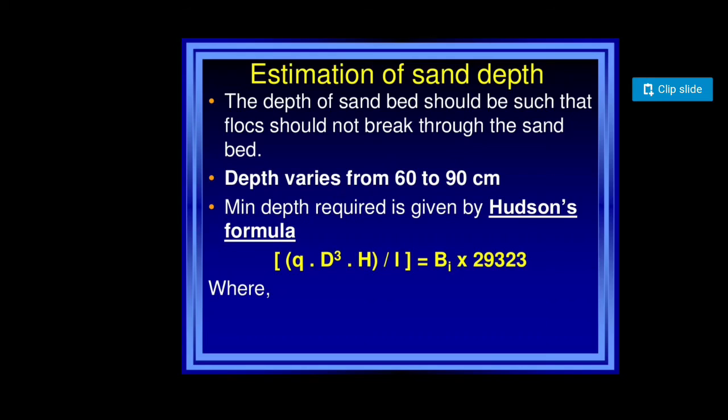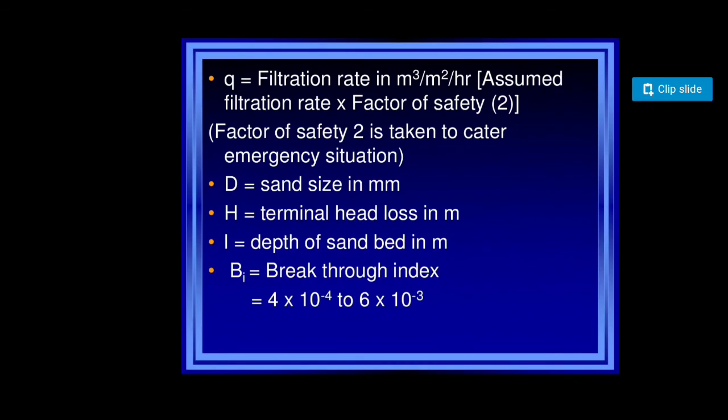This is the formula which is used, called the Hudson formula. The Hudson formula is sometimes used to estimate the depth of the sand filter required, and this formula is QD² = H/I... where I is the breakthrough index, H is the head, Q is the discharge per meter square per hour, and D is the depth of the sand required. BI is the breakthrough index, which is assumed between 4 × 10^-4 to 6 × 10^-3, so you can assume any value.